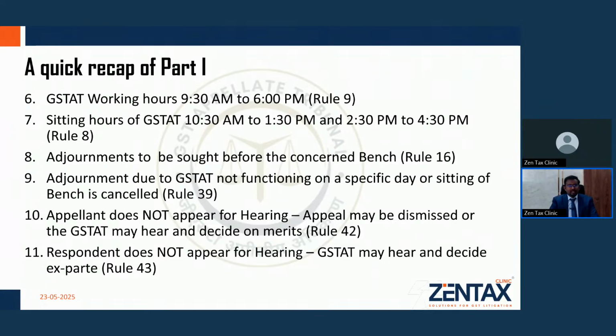In a situation where the respondent does not appear for the hearing, that is, there is the appellant who has preferred an appeal, and an appeal is always made against, say for example, by the taxpayer against the Commissioner of Central Tax. Then if the respondent does not appear for the hearing, then the GST Appellate Tribunal may hear and decide the case ex parte. That is what is also provided in Rule 43.